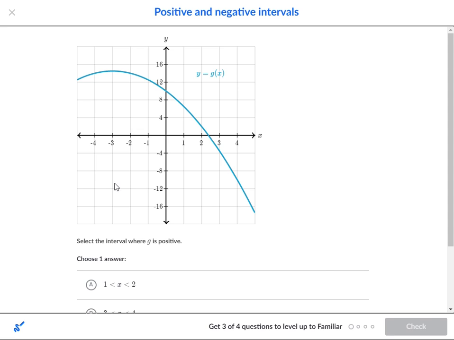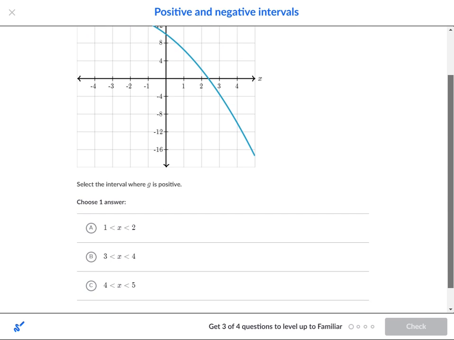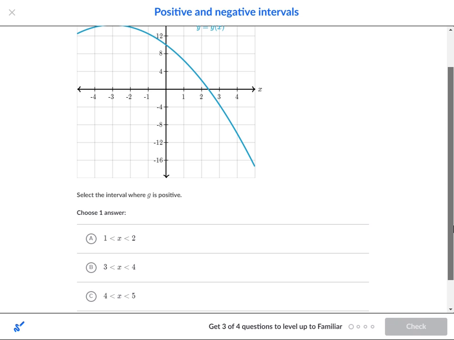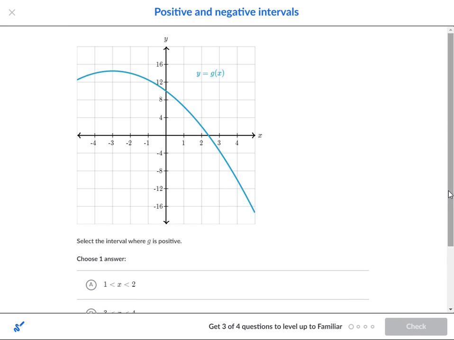Okay, so we have the following graph. We can see where it starts, actually the beginning of it on the graph, and where the ending of it is, and we see that it's sloping downward. So we want to select the interval where g is positive. These are our choices here: 1 to 2, 3 to 4, and 4 to 5.